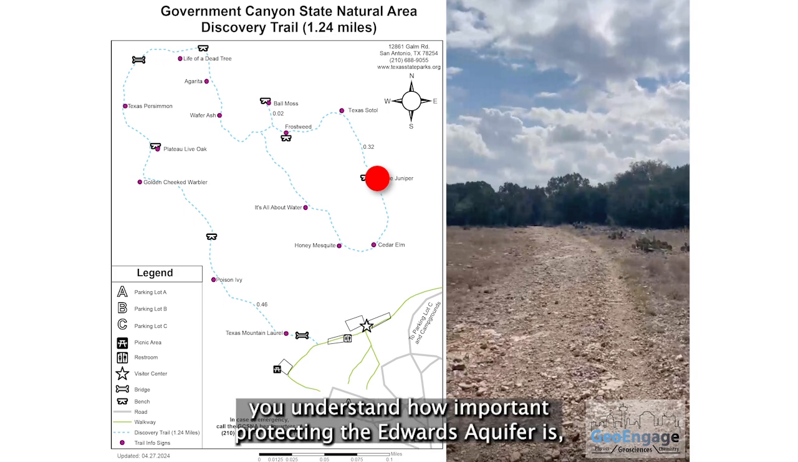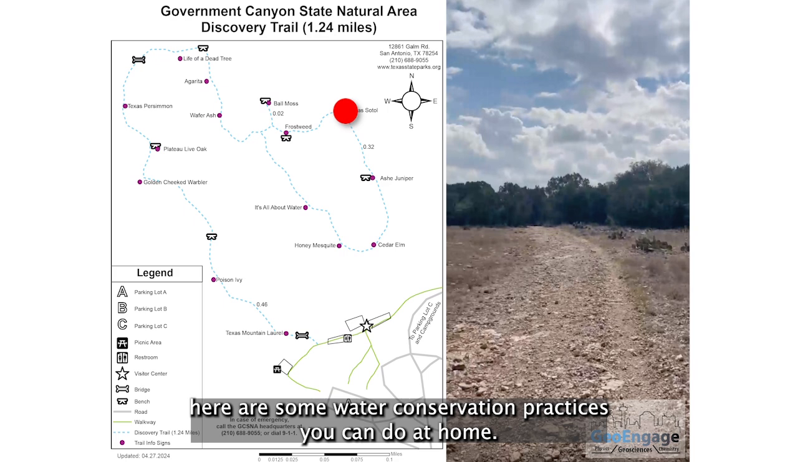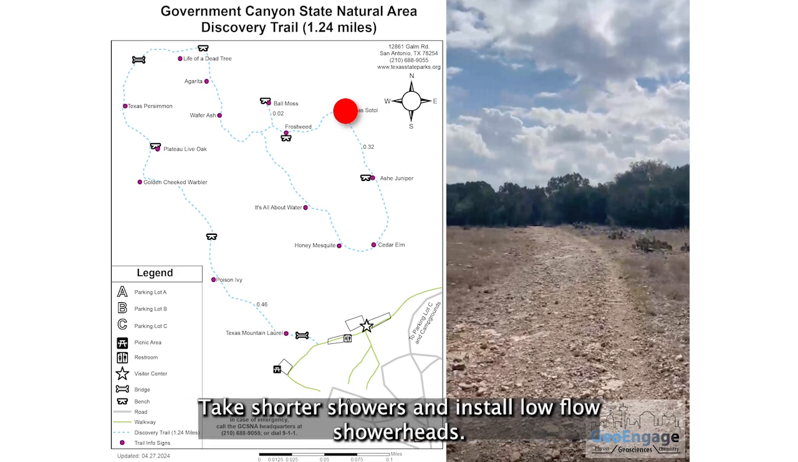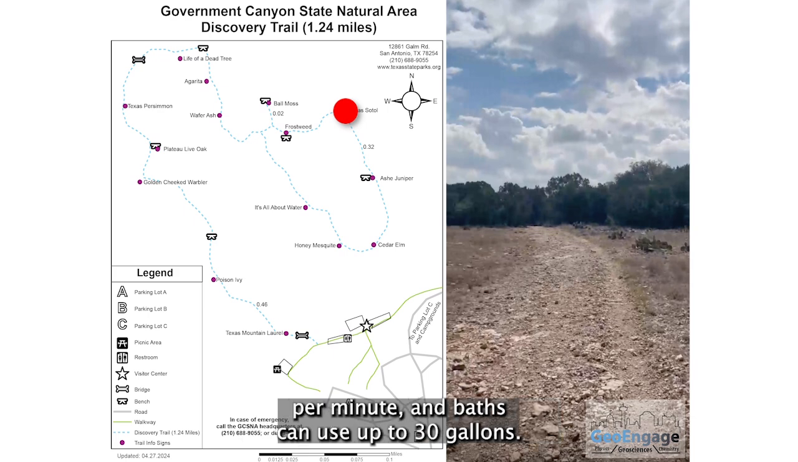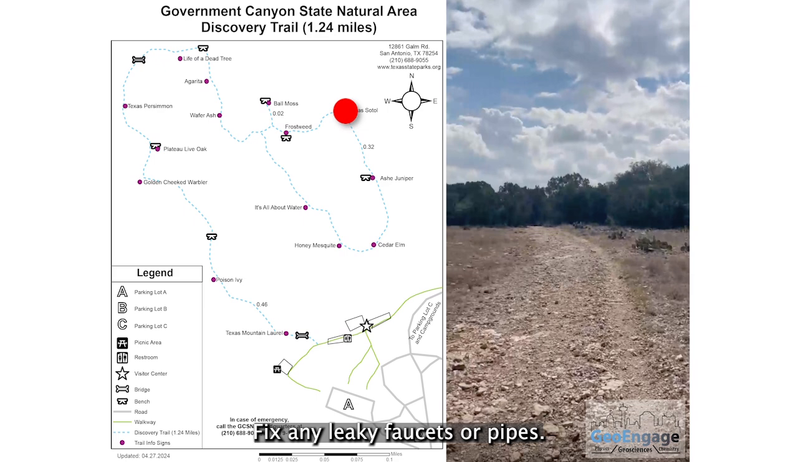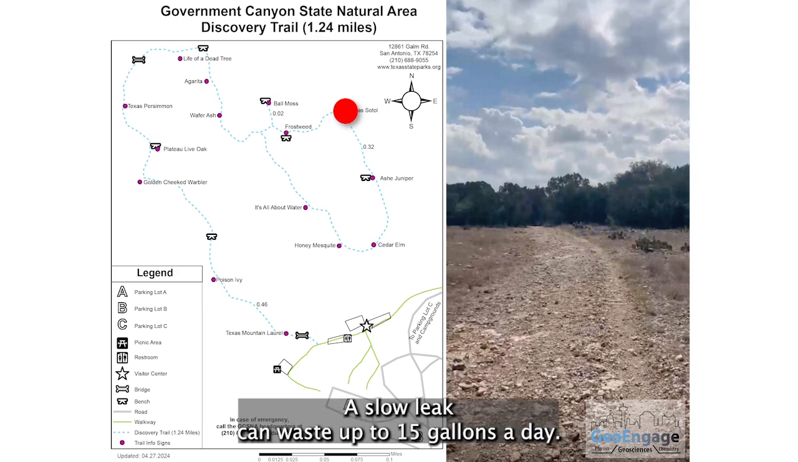Now that you understand how important protecting the Edwards Aquifer is, here are some water conservation practices you can do at home. Take shorter showers and install low-flow shower heads. An average shower head sprays about 2.1 gallons of water per minute, and baths can use up to 30 gallons. Fix any leaky faucets or pipes. A slow leak can waste up to 15 gallons a day.